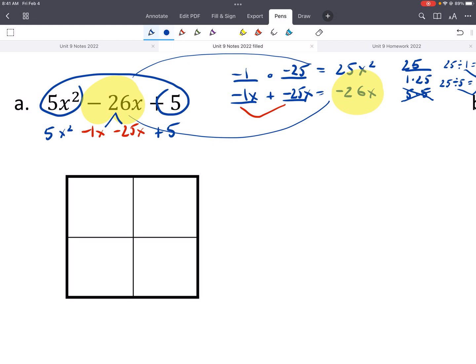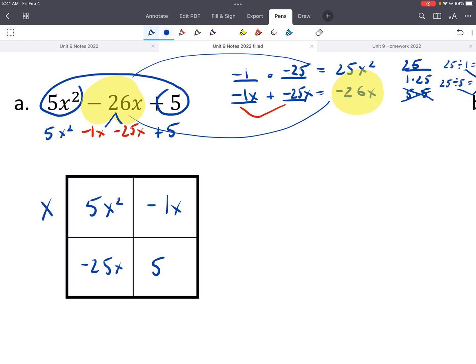So if we have 4 terms, then we can do what we did for 9.1, is we could plug those into these boxes. And then we took out the greatest common factor for each row. So what goes into 5 and 1 would be 1. We don't have a leading negative, and then for our variables, we could take out an x.